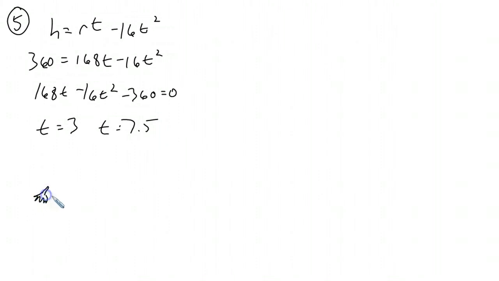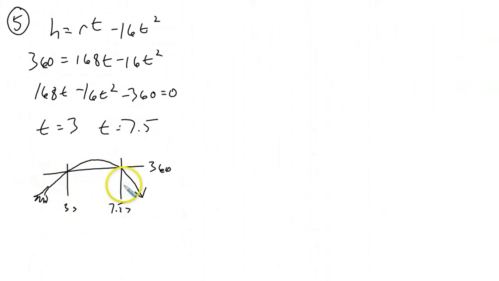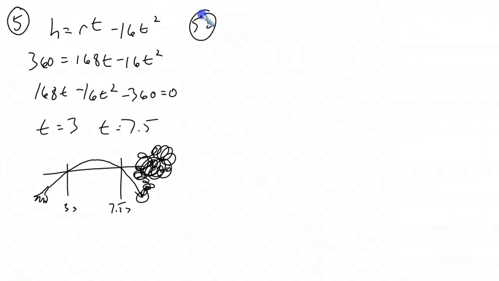So when this rocket is fired, let's see if I can draw a rocket. Flames coming out, and it's going along. And we just figured out that if this is our 360 feet mark right there, here is 3 seconds, and here is 7.5 seconds. It's going to cross it when it goes up, it's going to cross it when it comes back down, and then eventually it'll hit the ground and crash and a bunch of smoke and flames and whatever. Right? Cool.